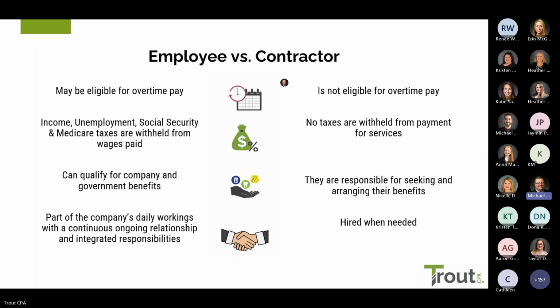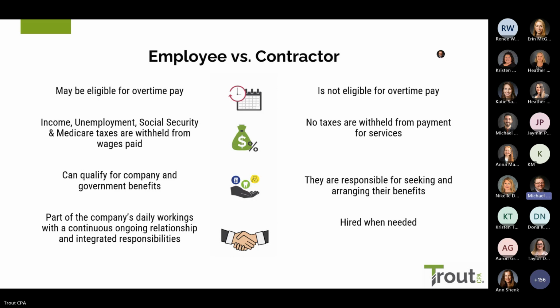An employee may be eligible for overtime pay. Contractor is not eligible for overtime pay. That's a key difference, and we'll get into that a little bit later. An employee has income, unemployment, Social Security, and Medicare taxes withheld from wages paid. Whereas a contractor has no taxes withheld from payment for services. So they're responsible, as said earlier, for their income taxes, for their Social Security and their Medicare.